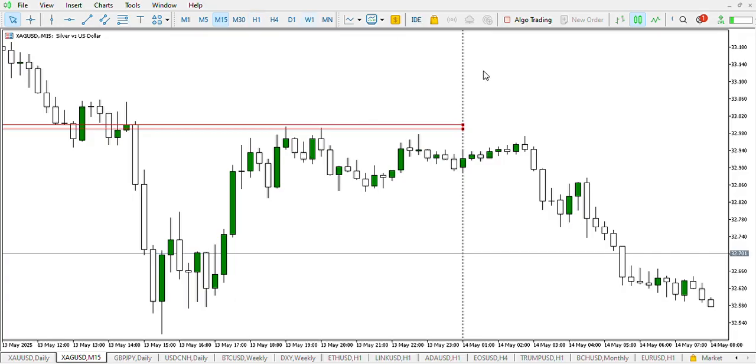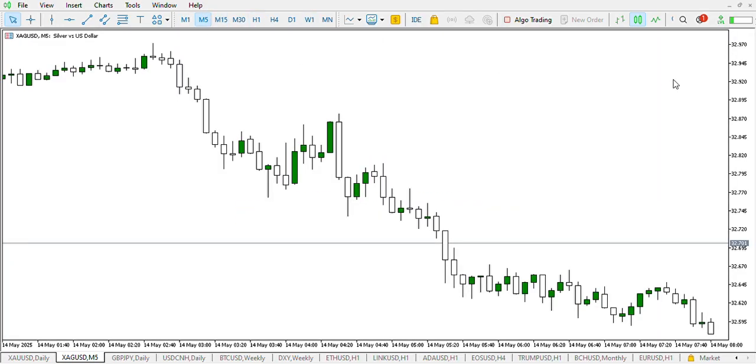So to the M5 and M1, the rules apply the same. So as always, plan your trade and trade your plan, and most importantly, manage your risk and emotions.